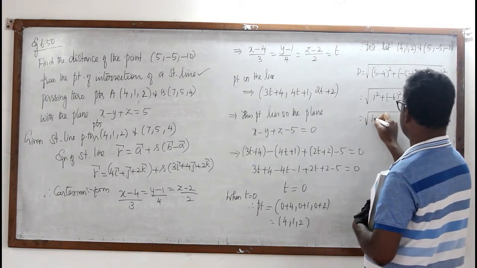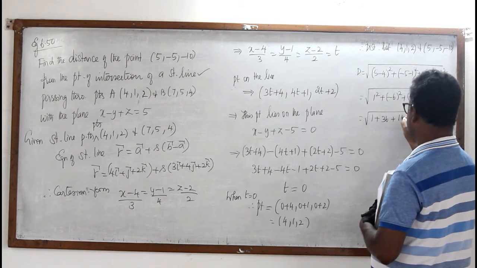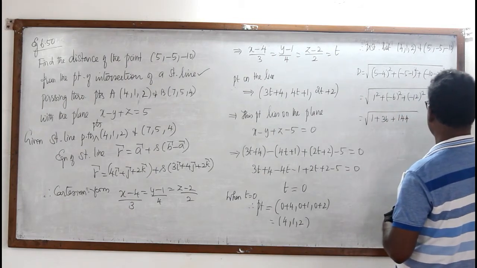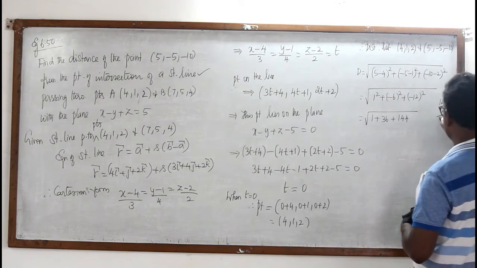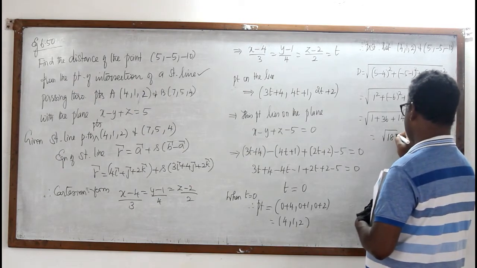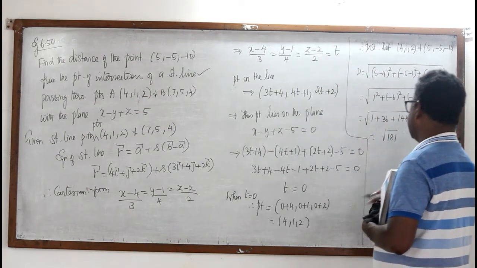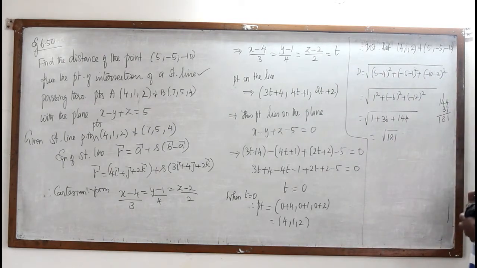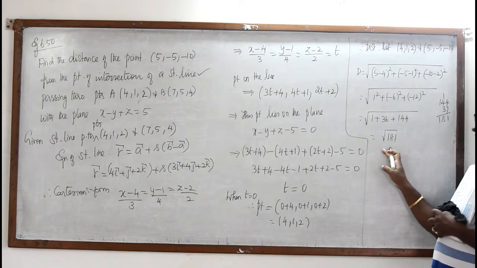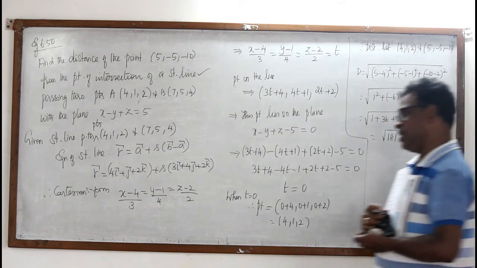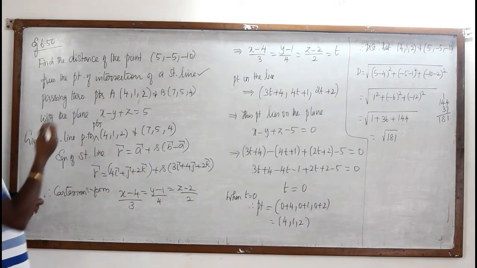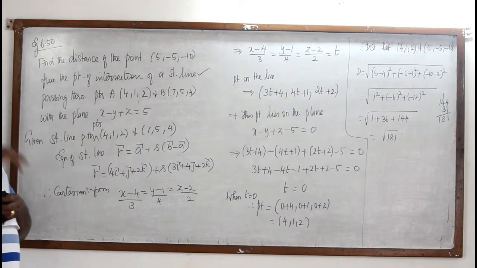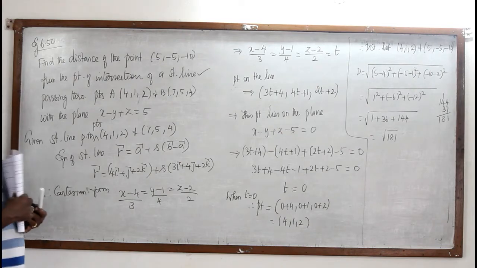It is 1 square plus 6 the whole square plus 12 the whole square. So it is 1 plus 36 plus 144, which is 181. So the answer is root of 181. This is the shortest distance between these 2 points. The book's answer is wrong; the correct answer is only root of 181. So this is how we can find the distance between 2 points where the point is found at the intersection of a line and the plane.